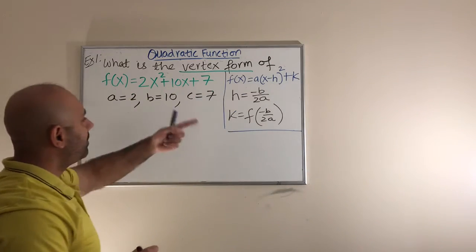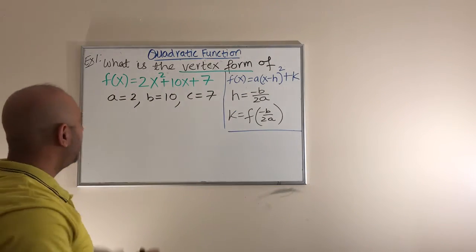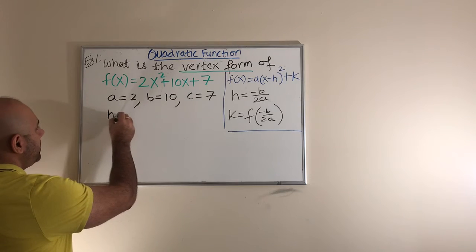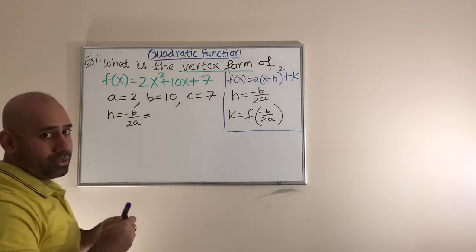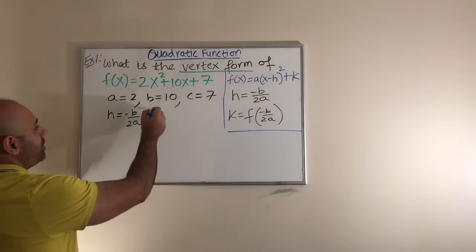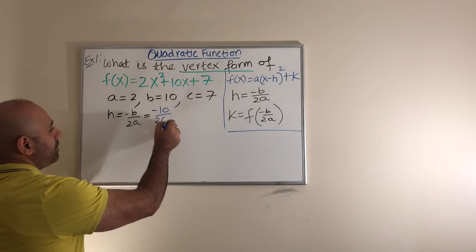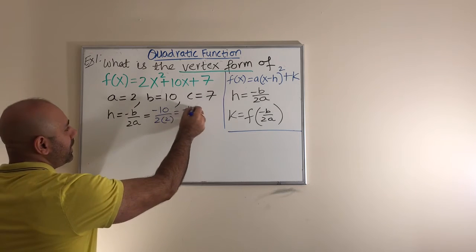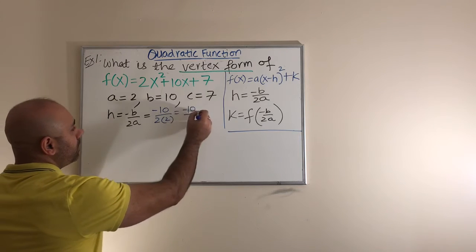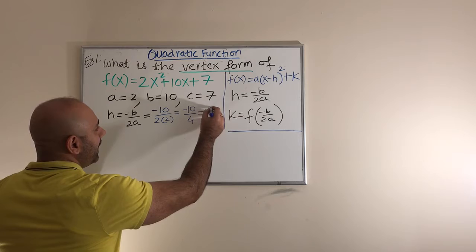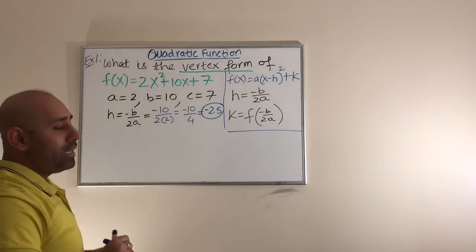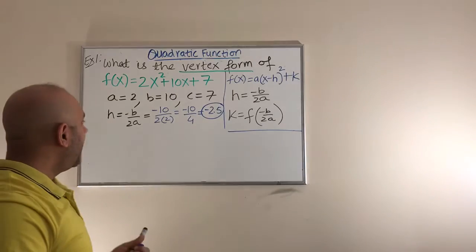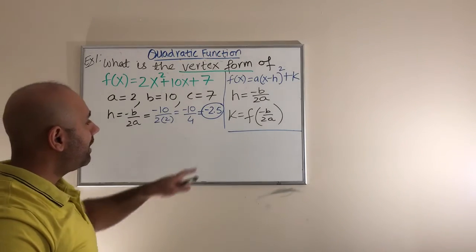To find h, we have the formula for both h and k. So how do we find h? h is negative b over 2a. You simply have to substitute the values. So it's negative 10 divided by 2 times 2, which is negative 10 divided by 4. 2 times 2 is 4, and when I divide this, I get negative 2.5. Okay, that is my value for h. Now I still have to find the value for k.